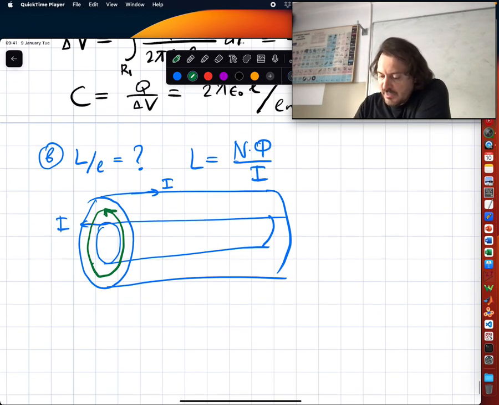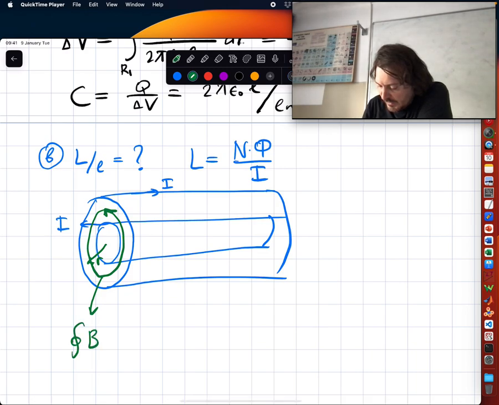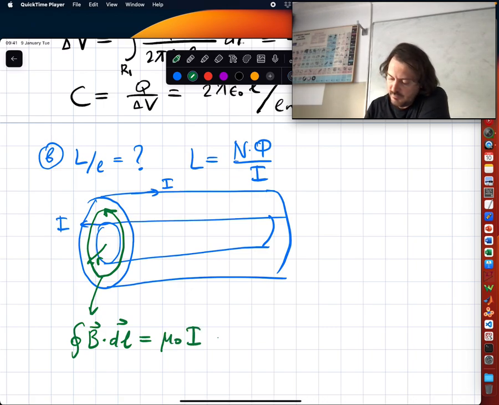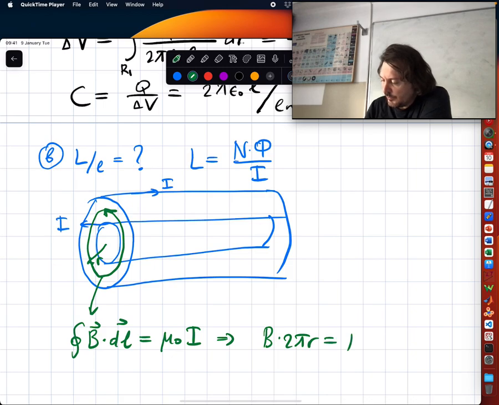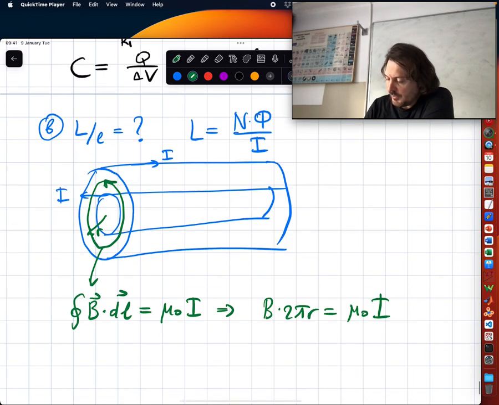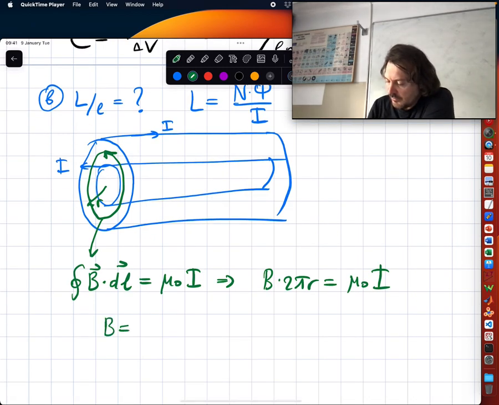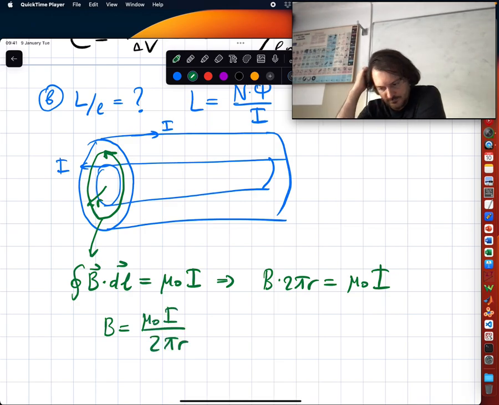So let's first find the magnetic field, sorry. At a distance r, B dot dl must be equal to mu 0 I enclosed, right? Then B times 2 pi r is equal to mu 0 I. So we have found the magnetic field.